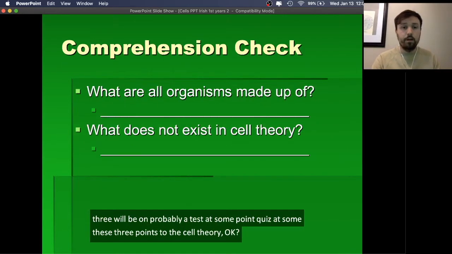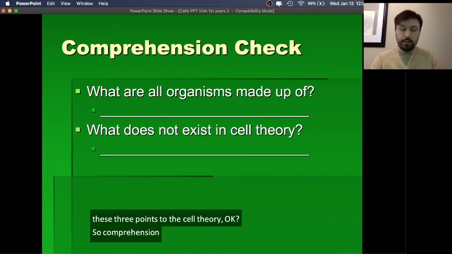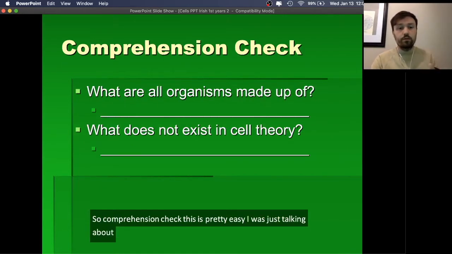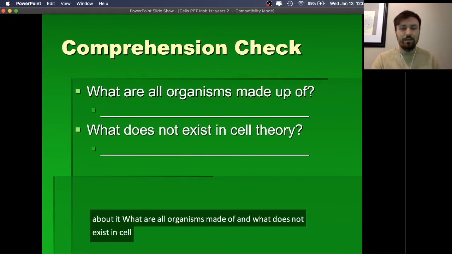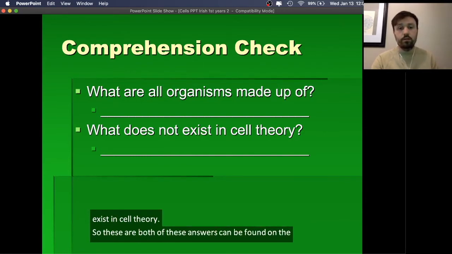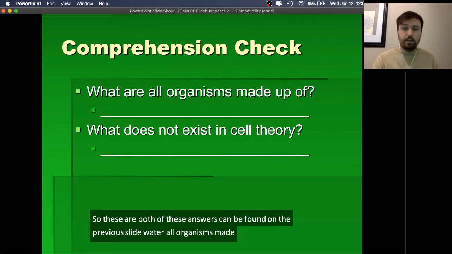All right, so comprehension check. This is pretty easy. I was just talking about it. What are all organisms made of? And what does not exist in cell theory? Both of these answers can be found on the previous slide. What are all organisms made up of? And what does not exist in cell theory?